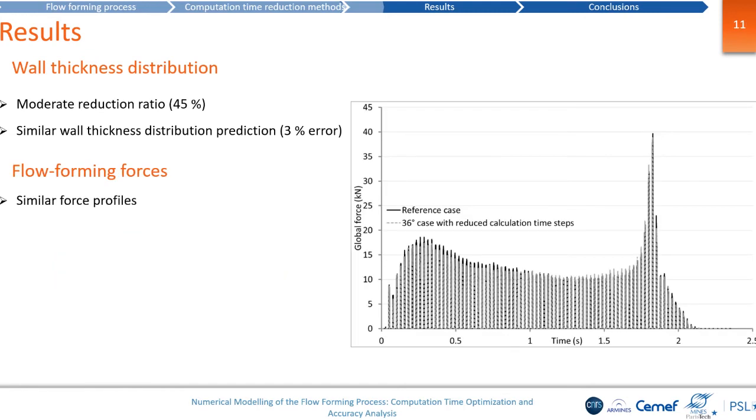We are having a look also on the flow forming force, and again in black the reference case, and in gray the 36-degree case with the model reduction, and we can see that both the evolution shape and also the value of the force are quite identical for both simulations. That means that locally under the roller, the simulation is performing the same reaction.